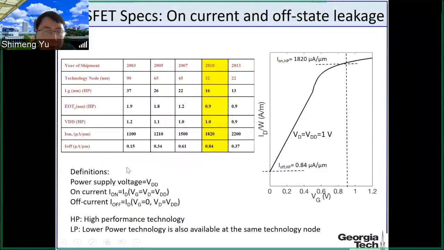That means we normalize the current ID by the width of the transistor. For example, if the transistor is 1 micrometer wide, then how many microamps of current can it conduct. So this is the current density. And this is an important design parameter for the circuit designers.